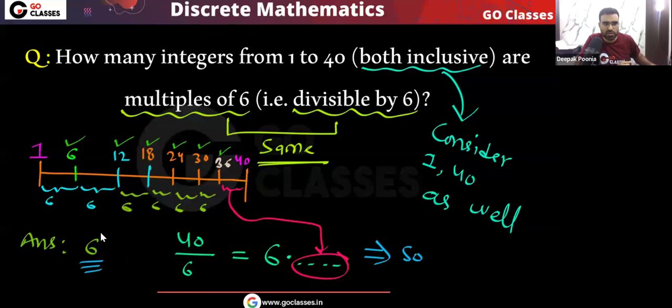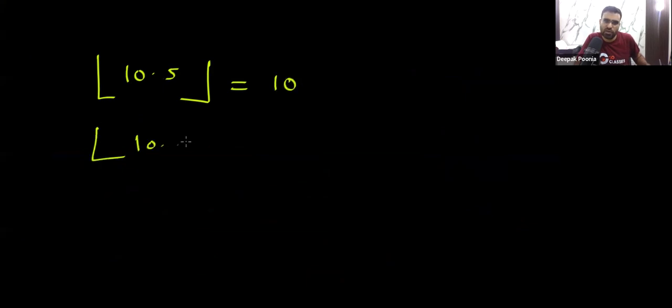So here what we need to do is take the floor value, meaning whatever value comes from 40 divided by 6, just take the floor value. The floor value of 6 point something will be 6. Very simple. I hope you understood. Whenever you take the floor value of something like 10.5, this value will be 10. For example, the floor value of 10.9 also will be 10. The floor value of 10.1 also will be 10.